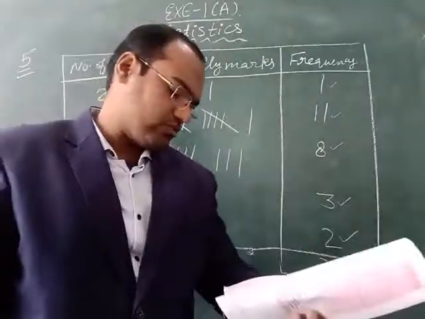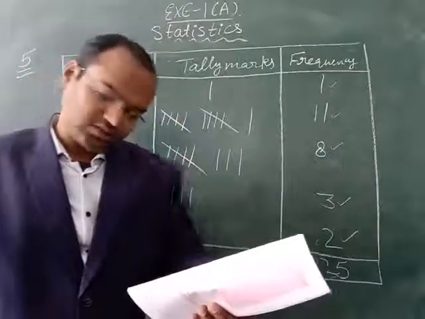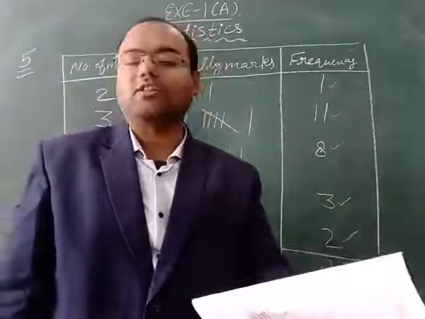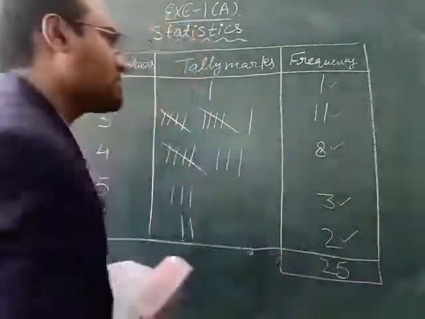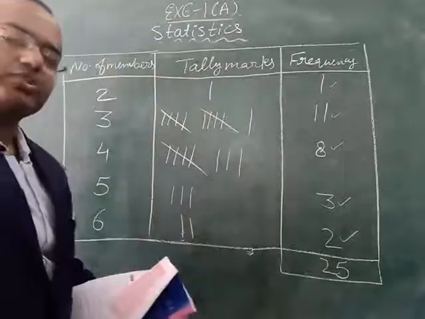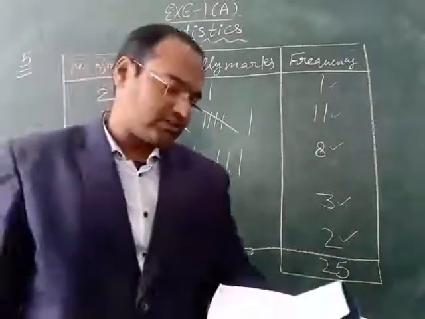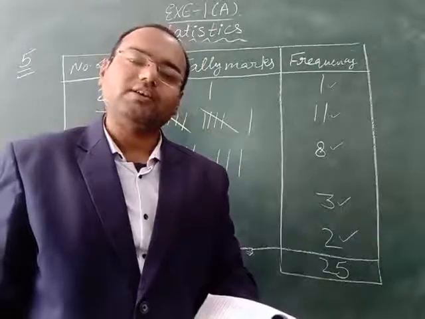So like this you have to do question number 5th, question number 6th also, and question number 7th also. 5th, 6th and 7th are all the same as I have explained here in question number 5. So now this exercise is over. You have to finish this exercise in your fair note.